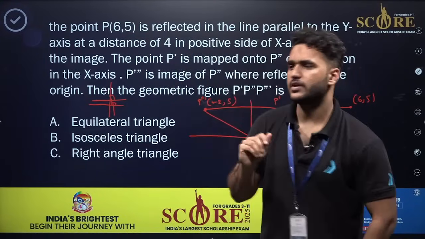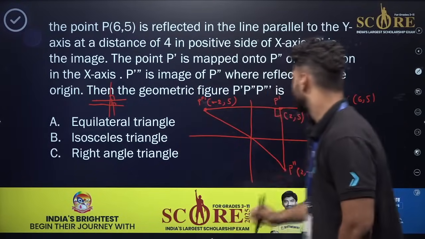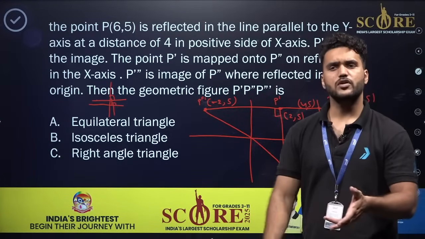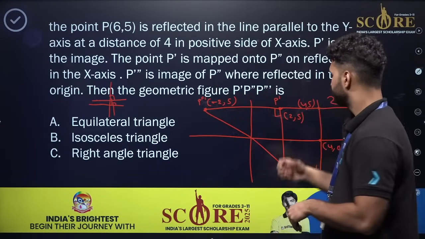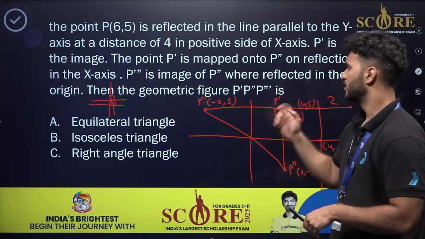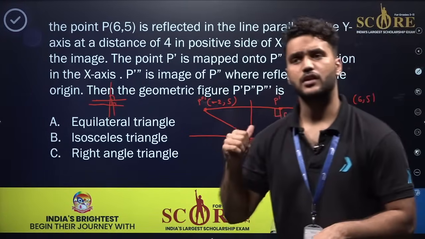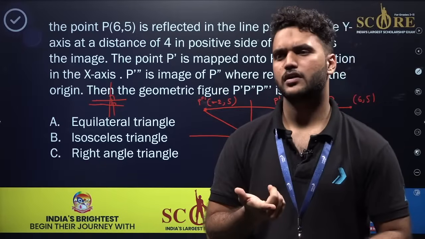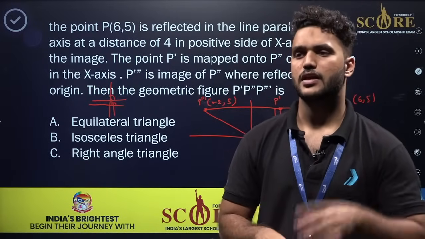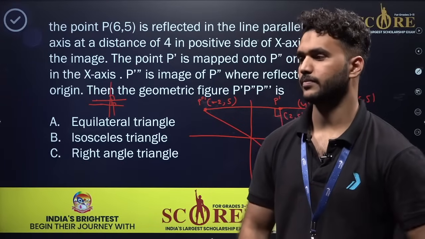For sure they will be perpendicular to each other. So that's why they are perpendicular to each other. Now my question to you guys: can you give me the area of this triangle? The area of a right angle triangle is so easy.